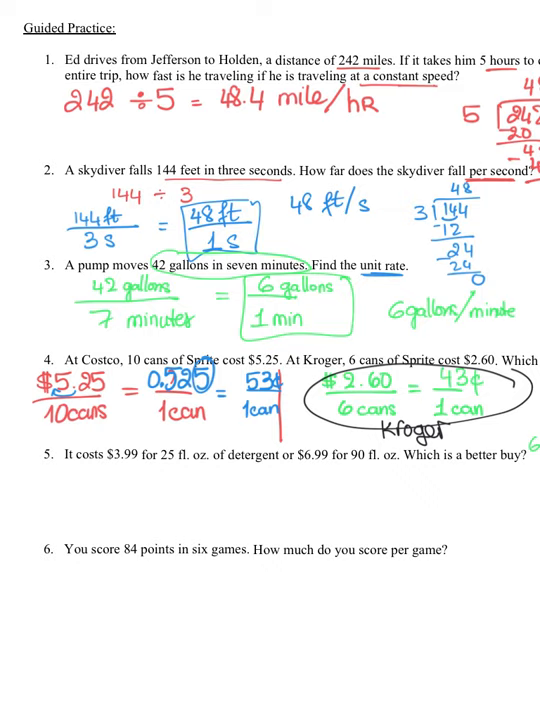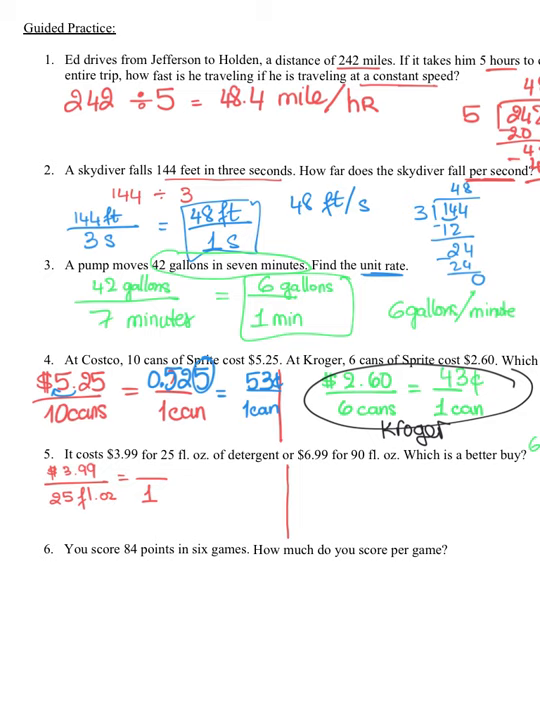It costs $3.99 for 25 fluid ounces of detergent, and $6.99 for 90 fluid ounces, which is the better buy? So before we can decide which one is the better buy, we're gonna find out the unit price for each fluid ounce, for 1 fluid ounce. So we have $3.99 for 25 fluid ounces.